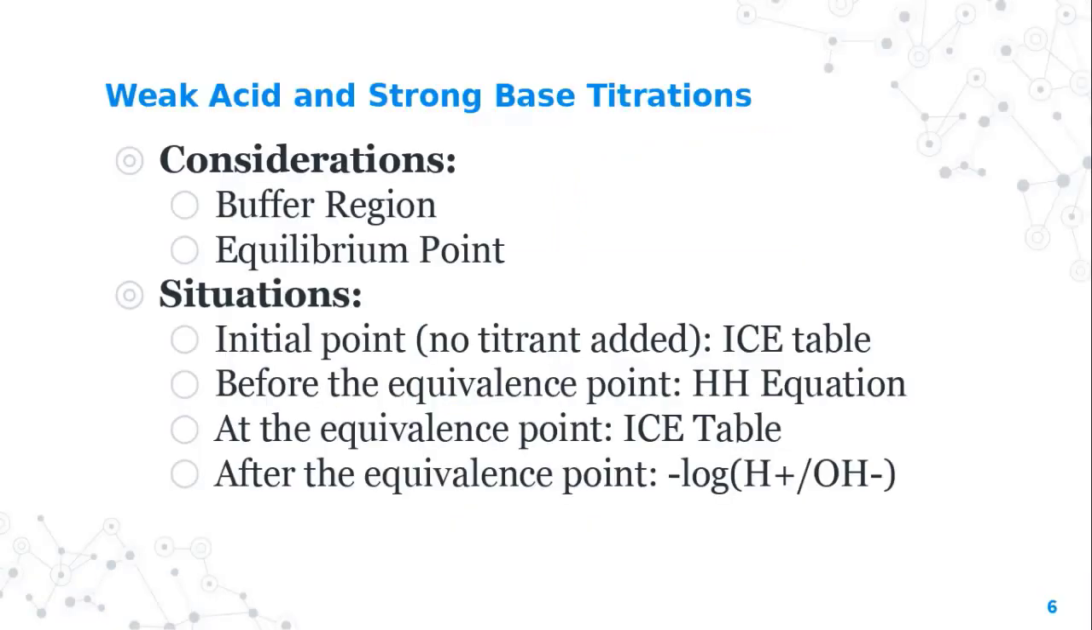All right, so we also have weak acid and strong base titrations. One consideration is the buffer region. If you have a weak acid and its conjugate base within a solution, you're going to form a buffer. And at your equivalence point, your pH will not always be 7. In this case, for a weak acid and strong base, it will not be 7. Earlier I said strong acid, strong base: there the equivalence point has a pH of 7.